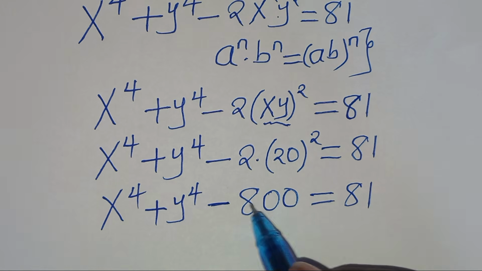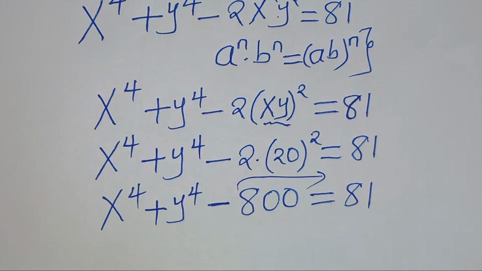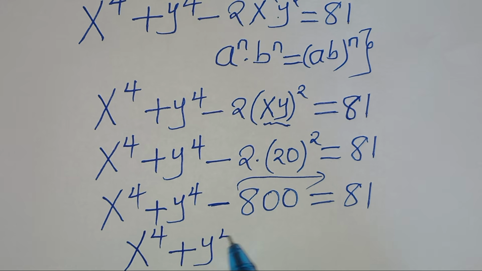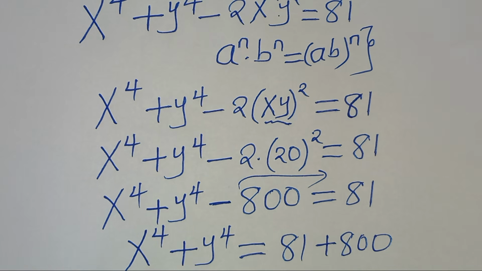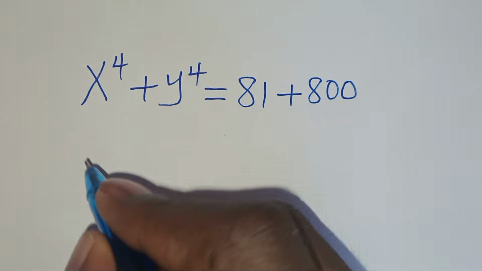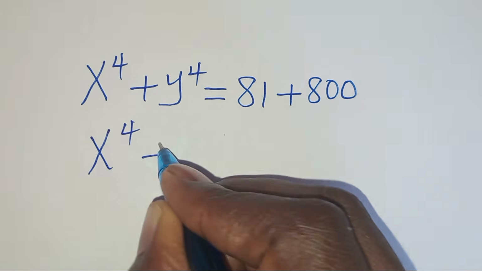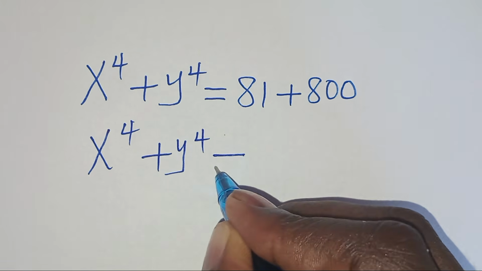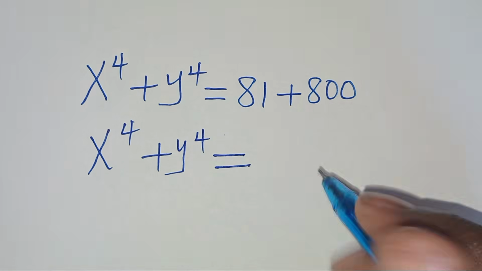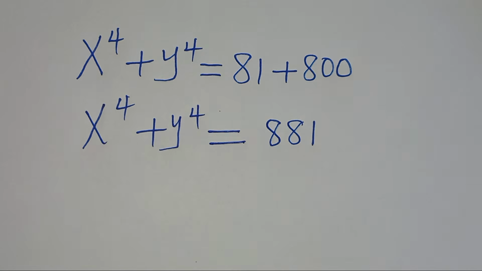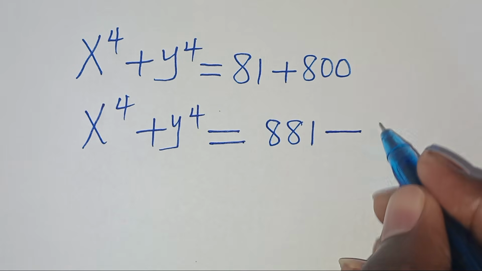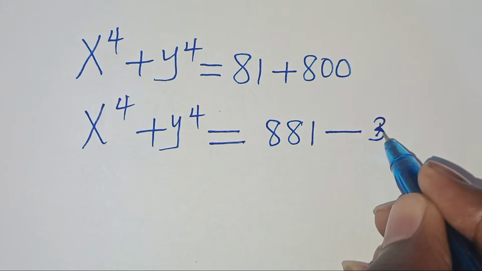The next step is to take negative 800 to the right hand side, so that we have x to the power of 4 plus y to the power of 4 equal to 81 plus 800. This is 881. Now, let's call this equation 3.